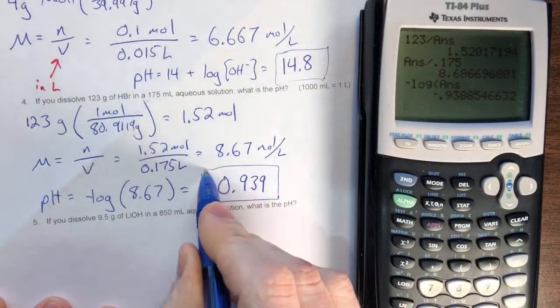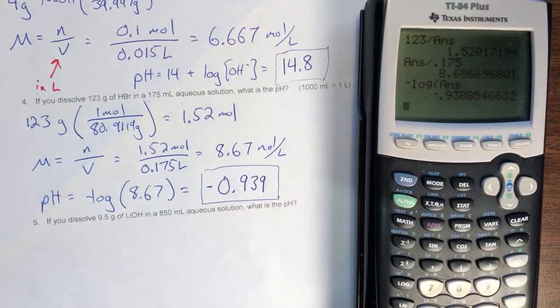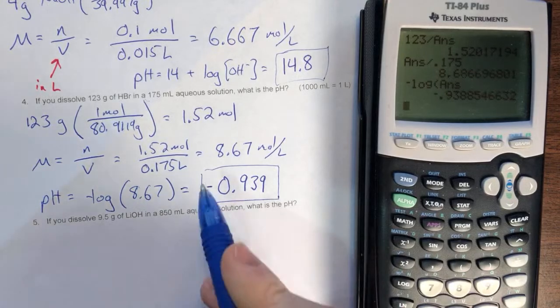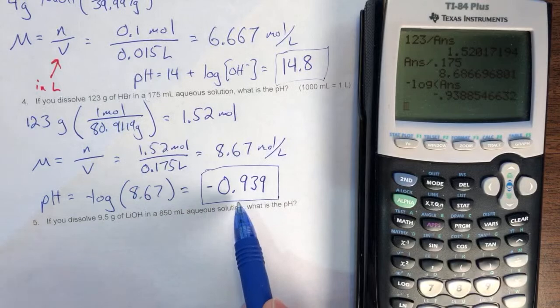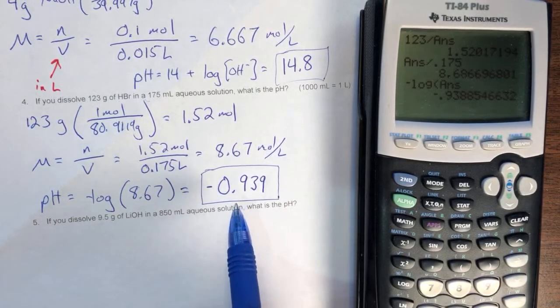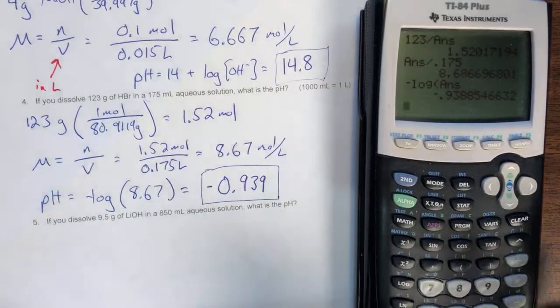Very, very acidic. Anything with a negative pH is really, really acidic. And it is most certainly possible. These things do exist, okay? This is something that you could actually make in the lab. So highly, highly acidic. You want to stay away from something with a negative pH, but it is real. All right.